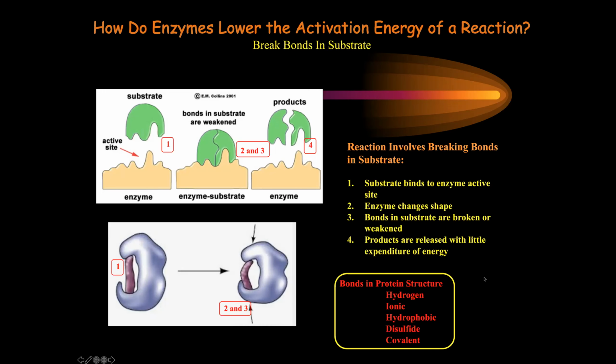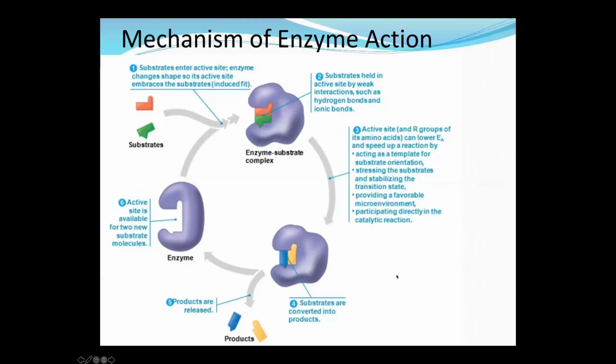And I want to remind you here about what the bonds are in a protein structure, in the case that the substrate might be a protein. They have hydrogen, ionic, hydrophobic, disulfide, and covalent bonds. And I'll come back to that in a little bit. So the mechanism of enzyme action, I'm going to show you the process several times because it's not an easy thing to grasp.